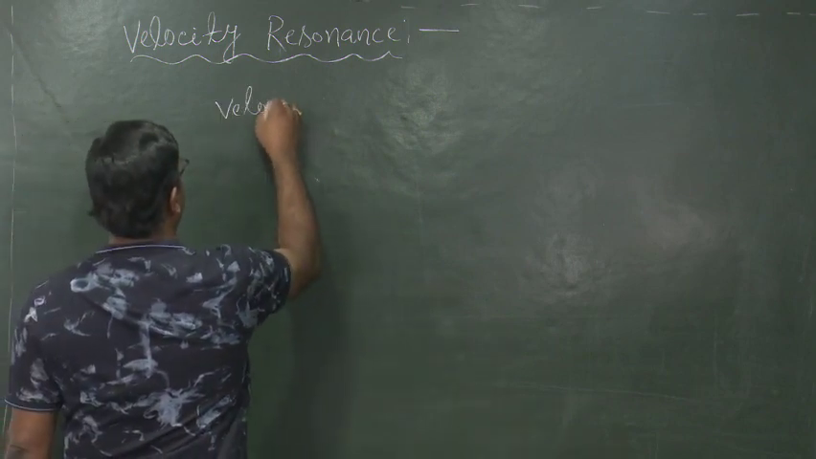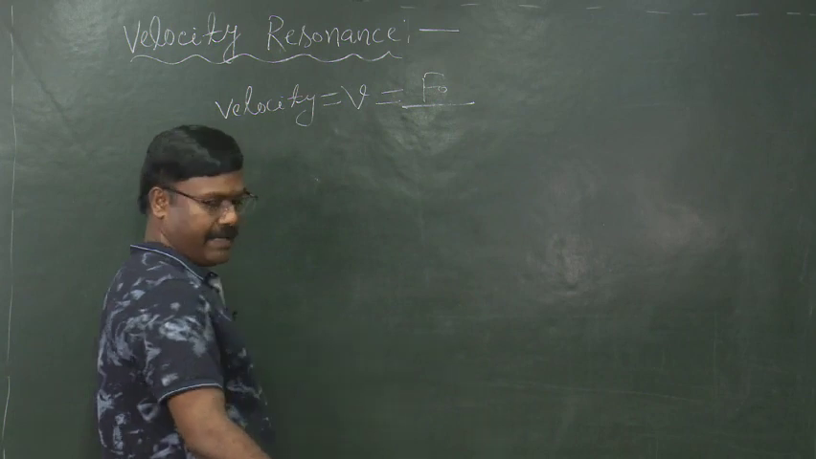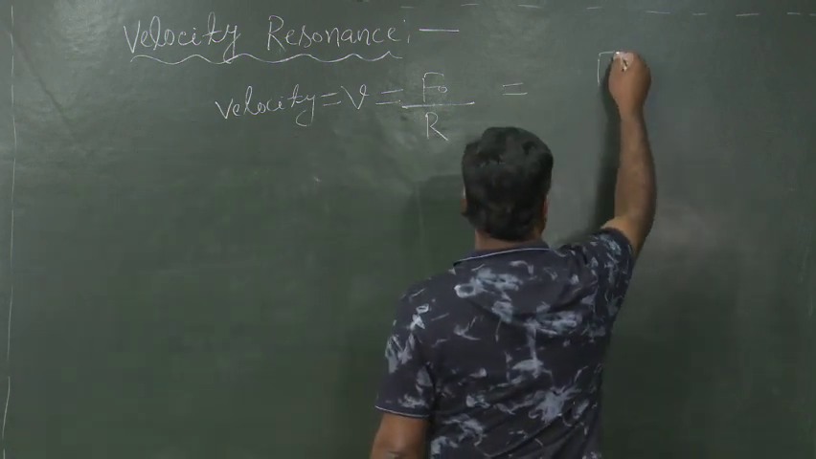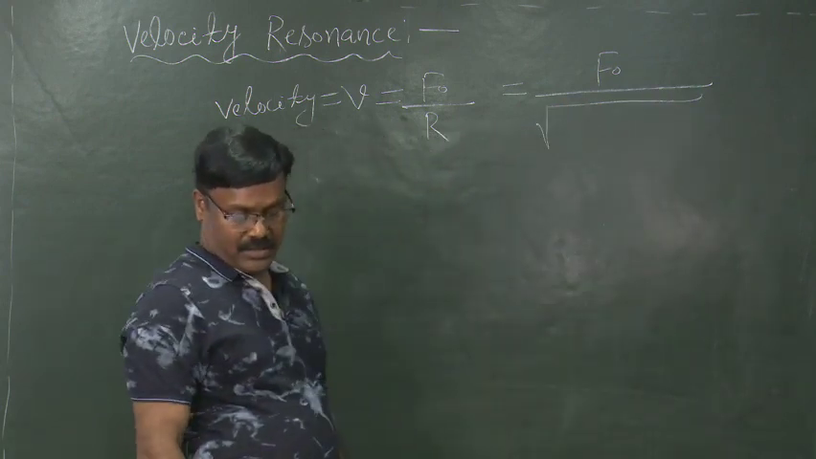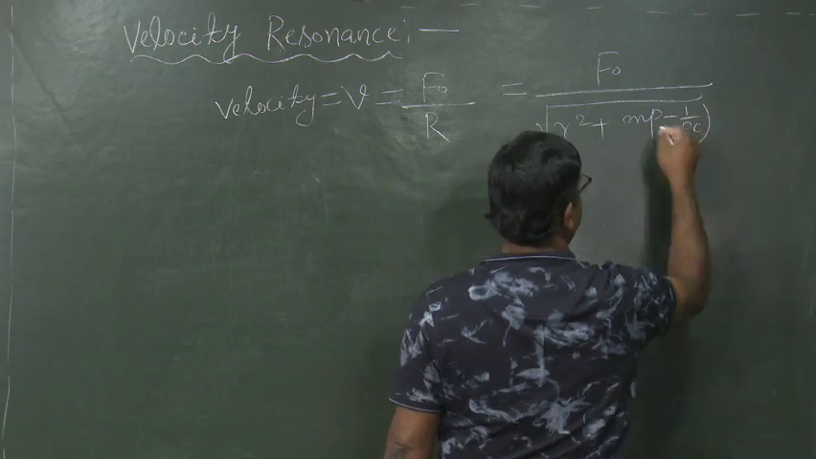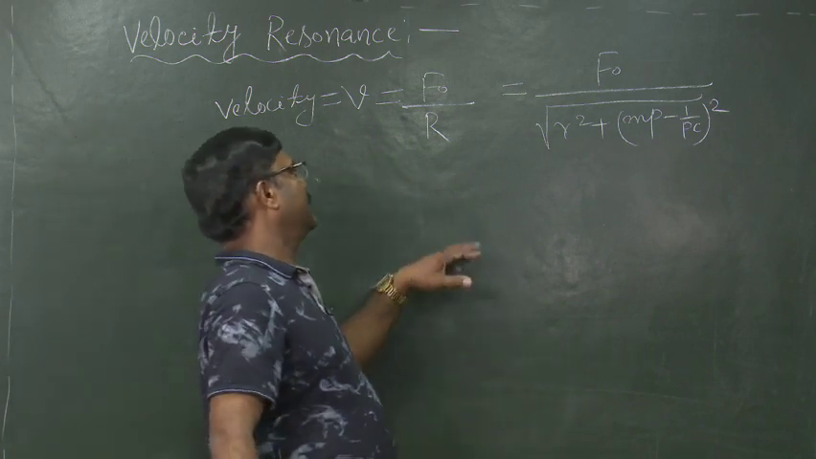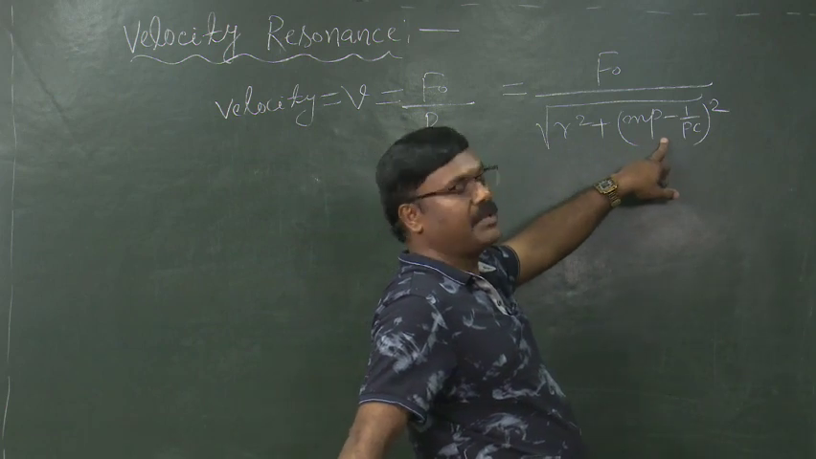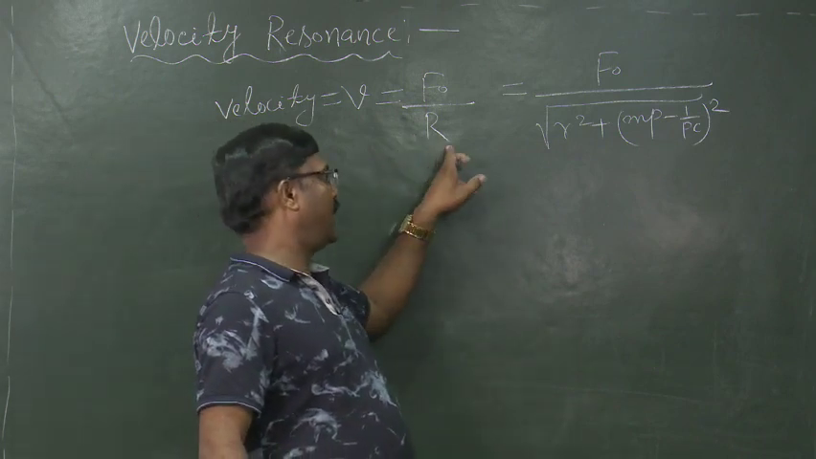So, velocity V is equal to F0 by R, which is equal to F0 divided by root over of R² + (mp − 1/pC)², because previously we have discussed that this r is taken as R cos θ and this (mp − 1/pC) is taken as R sin θ, from which we get R is equal to this much.